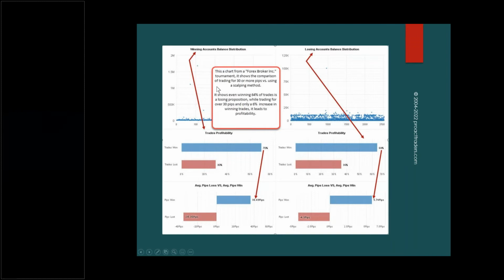All the winning accounts over here had a slightly better win ratio, 6% better, 70%. But all of them made money. Only one guy won, but all of them made money because their average pip capture was 36.49. 35 is the magic number, all right? These are numbers you need to keep track of as a trader.